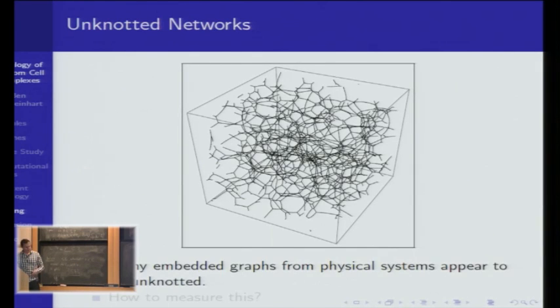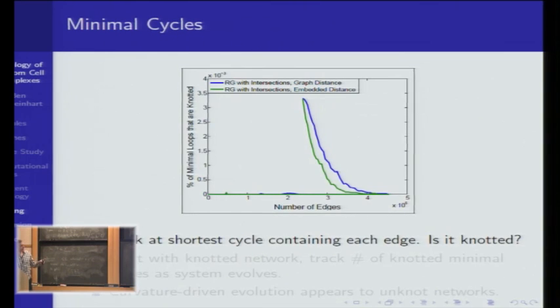So many embedded graphs from physical systems appear to be unknotted, and we want to find a way to measure it. One idea, which I'm pretty sure gives a different answer than the definition, but this is all very preliminary work, is what we do. It's hard. I'll make a point in a second that it's hard to define the knottedness of an embedded graph.